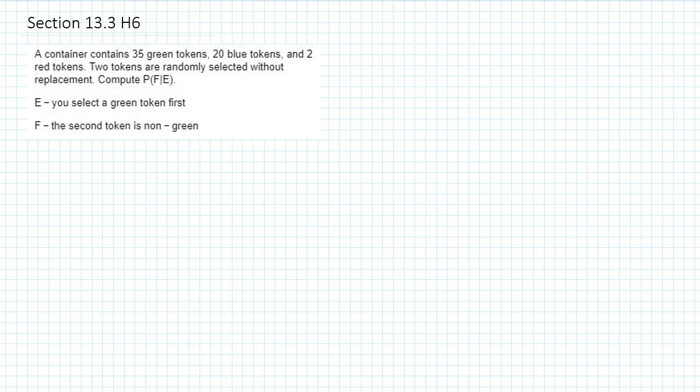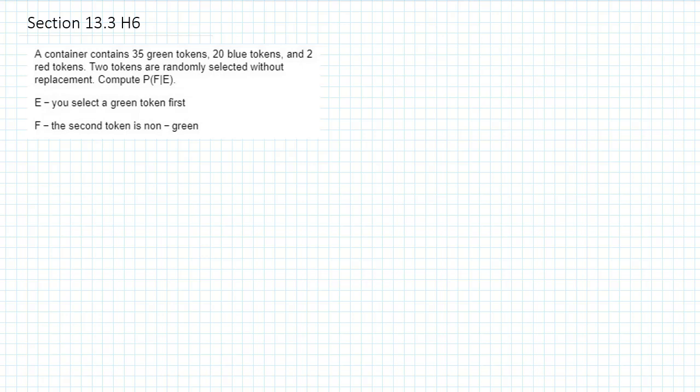Let's take a look at a problem from section 13.3, which is about conditional probability. A container contains 35 green tokens, 20 blue tokens, and 2 red tokens. 2 tokens are randomly selected without replacement. Compute the probability of F given E, where E is you select a green token first, and F is the second token is non-green.